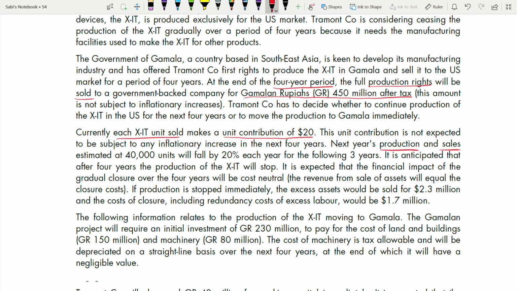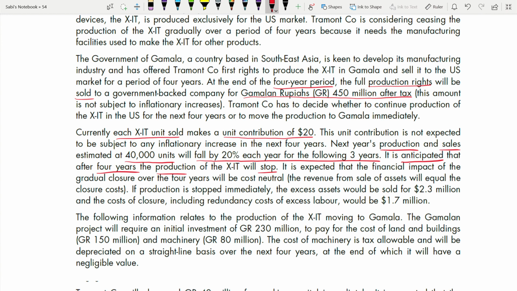Production and sales of 40,000 units will fall by 20% each year for the following 3 years. Now, it is anticipated that after 4 years, the production of XIT will stop. Production will stop after 4 years. This you can write in your assumptions. There are some assumptions which you can get from the case study itself. They have told that it is assumed like this, it is assumed like that. That itself you can take as an assumption, because anyway, you have to state assumptions.